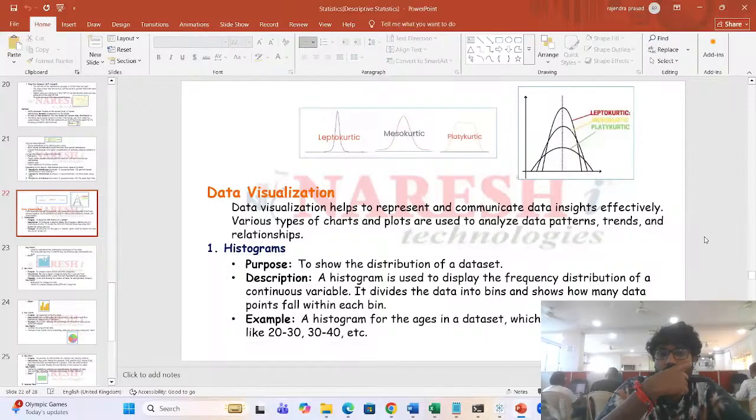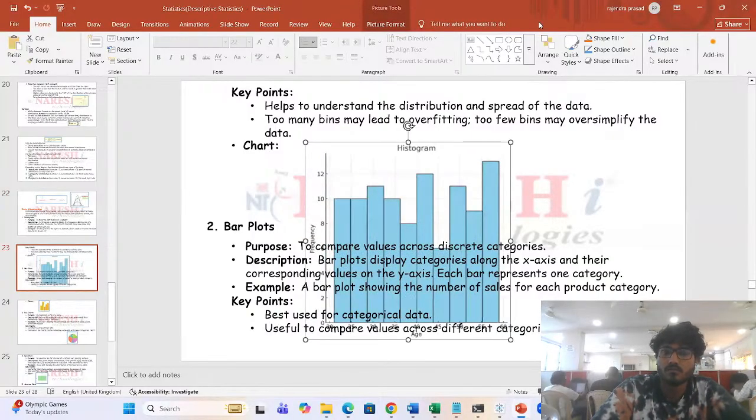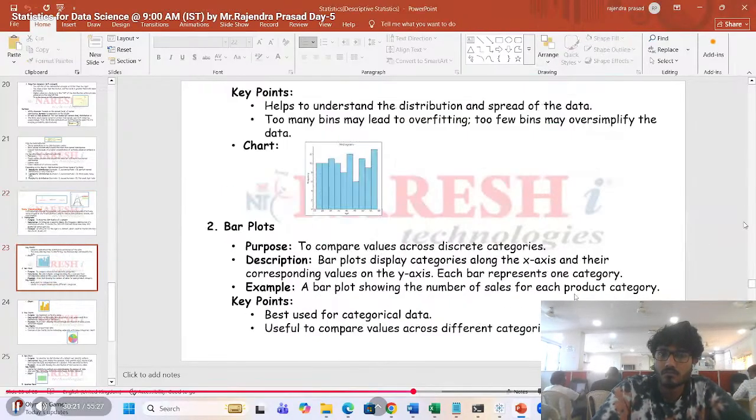Whenever you draw a histogram, you have the flexibility to choose the number of bins you want. You want 5 bins, then 0 to 20, 20 to 40, 40 to 60. You want 10 bins, then 0 to 10, 10 to 20, 20 to 30. You have to decide. I'll show you when we do the programming itself. Clear? Whenever you do this, the histogram looks like this.